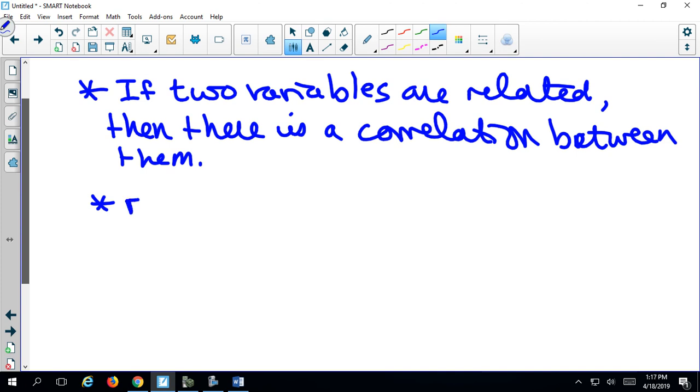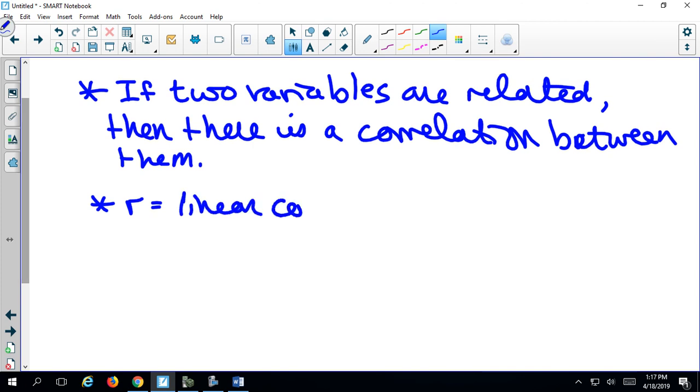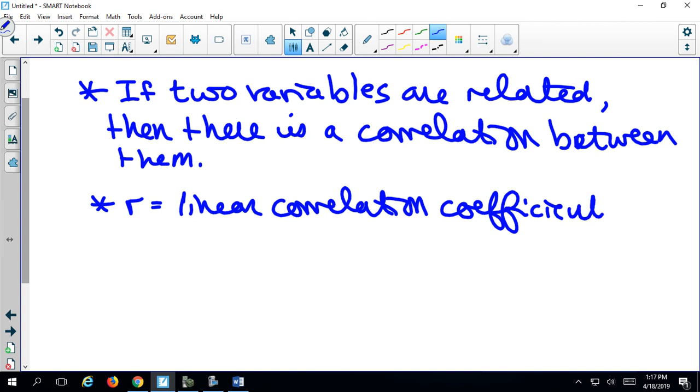Then we have this variable called R. It's the linear correlation coefficient. The linear correlation coefficient.